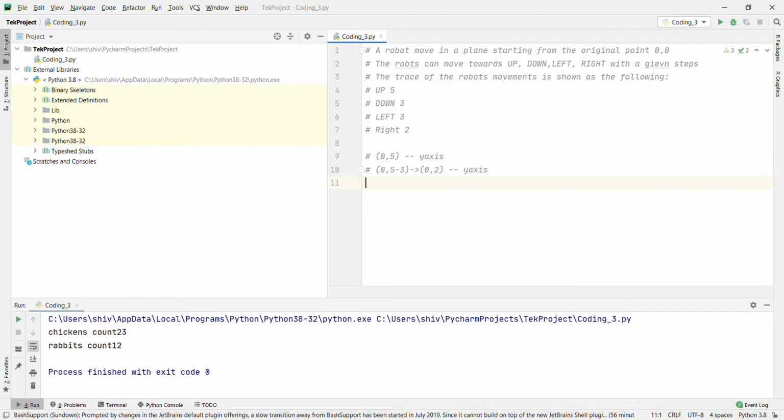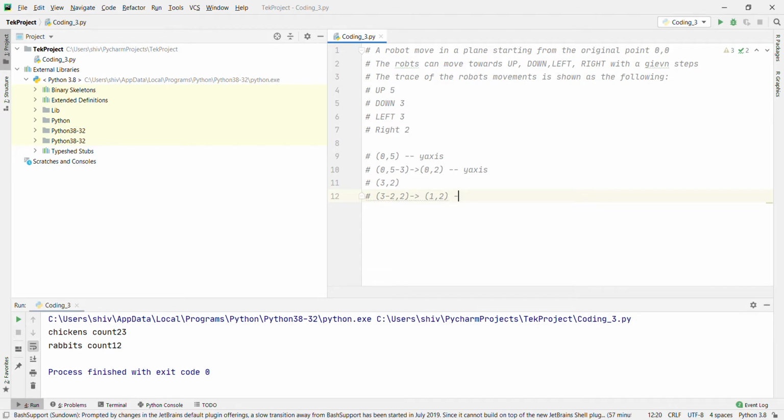Now the robot is moving 3, that is basically the x axis. That is 3 moved toward negative x. Then what is the position of the robot now? x is negative 3 and y is 2. This is now the position of the robot. Now it moves right 2 again. Right means the x axis, 3 minus 2, so it moves to 1. Now what is the final position of the robot? 1, 2. 1 is the x axis and 2 is the y axis.